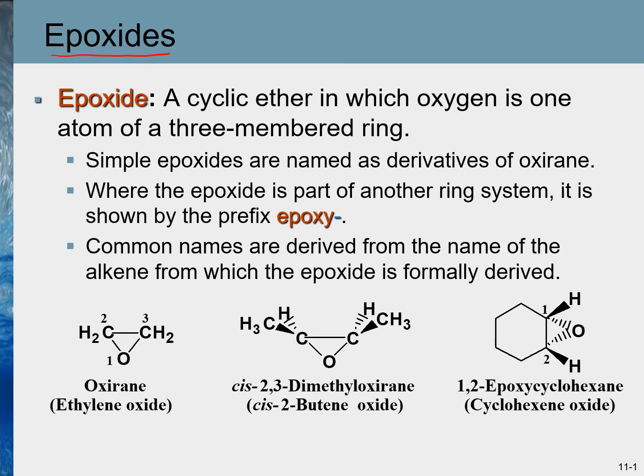Epoxides are cyclic ethers in which oxygen is one of the atoms of a three-membered cyclic ring structure. This is the simplest epoxide. And as we learned in the previous section, the name of this cyclic ether, or this epoxide, is oxirane.